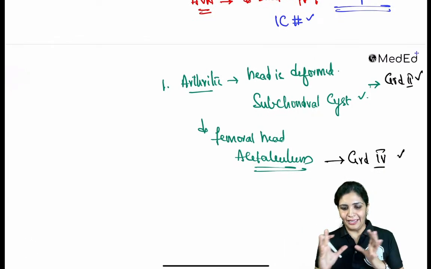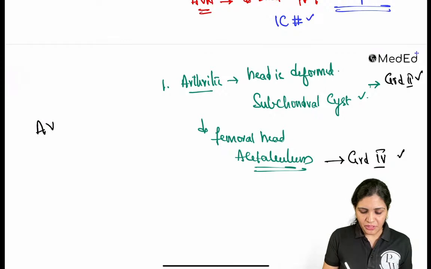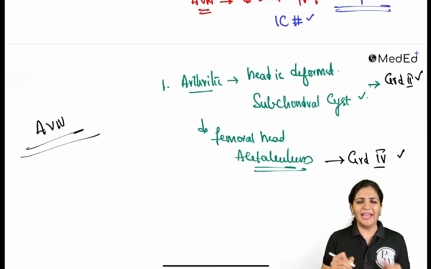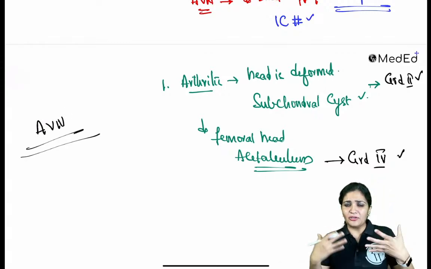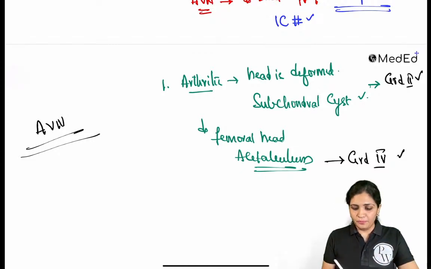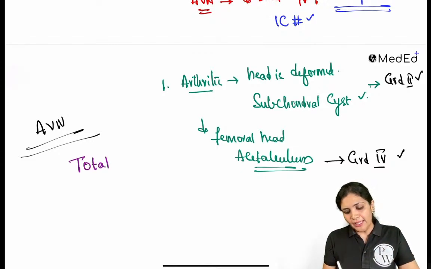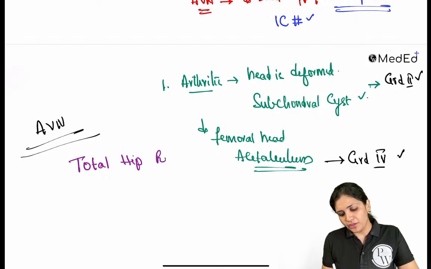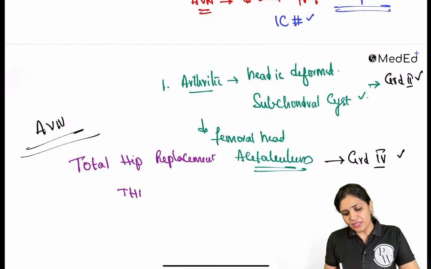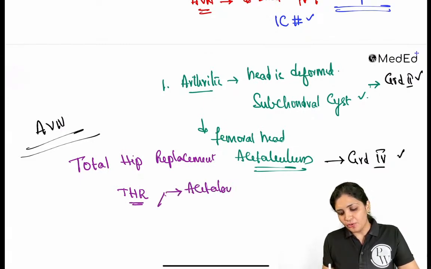So this is the avascular necrosis, and usually the treatment of avascular necrosis, because the head is completely gone, because there is a problem in the head itself, is that you go for a total hip replacement, which is called the THR. So in THR, you replace the acetabulum component, and you have the head component, right? And then you have the poly.